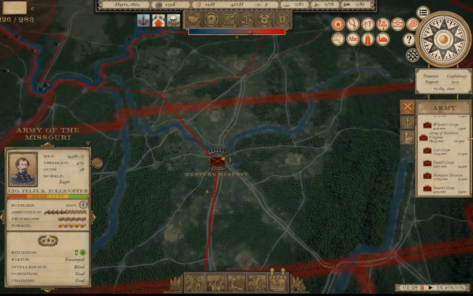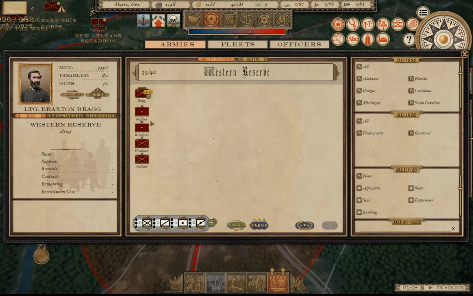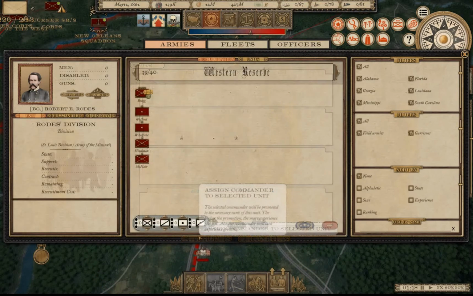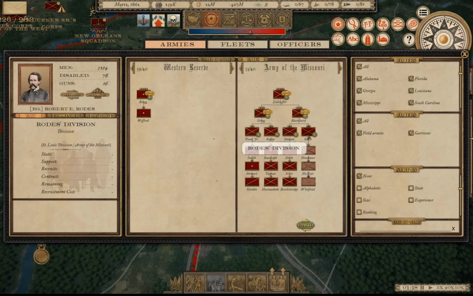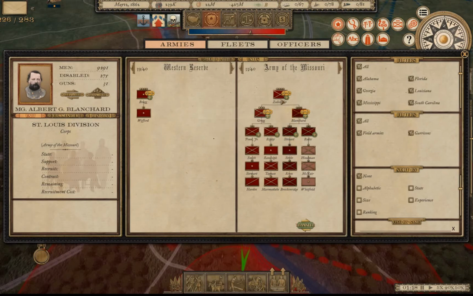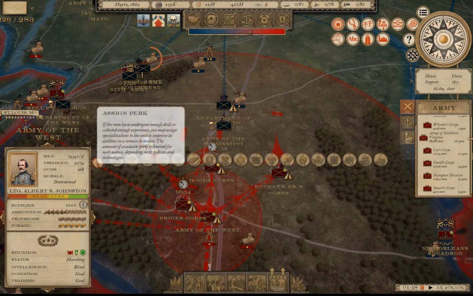Now that I think about it, I want to try to transfer some troops from the Western Reserve to Zollicoffer's command. Actually, Robert Rhodes would be a good division commander. He'll be there within a week, so that's good. So Blanchard gets a whole other division added on, bringing Zollicoffer, when fully reinforced, up to about 18,000 men. And then the Army of the West has ballooned up to 74,000 men. Johnston has a perk, too.